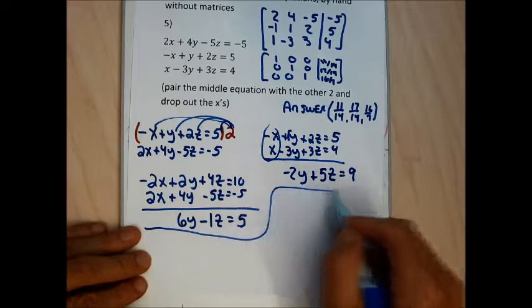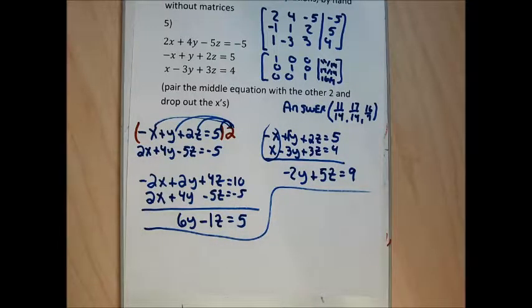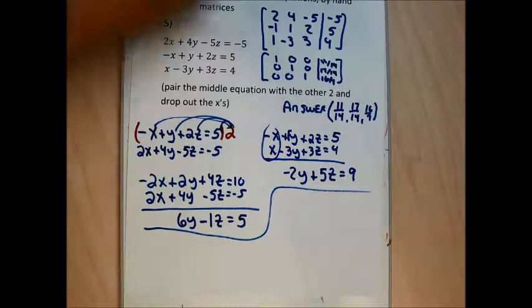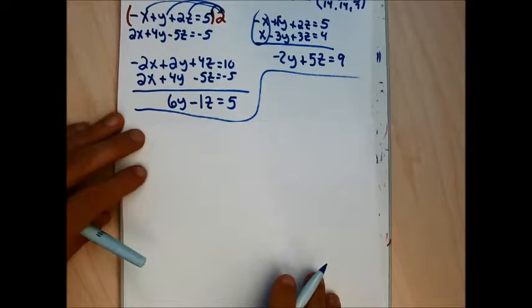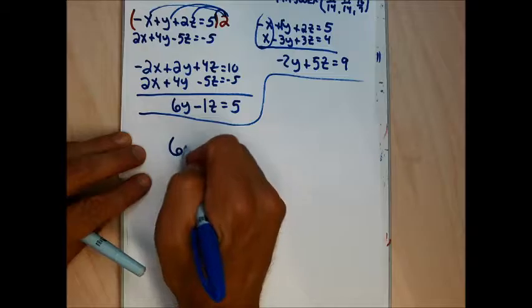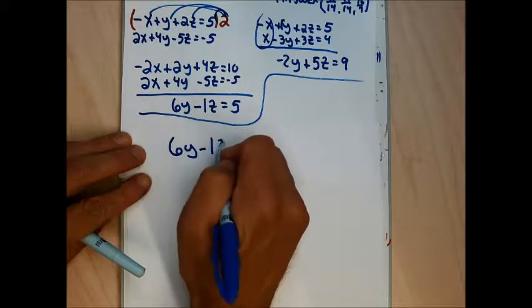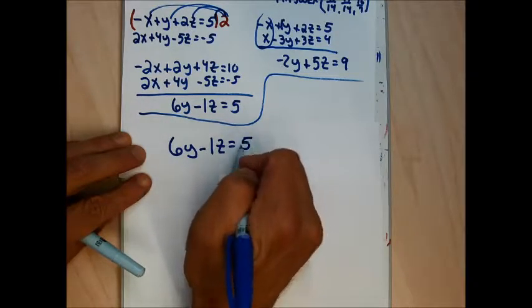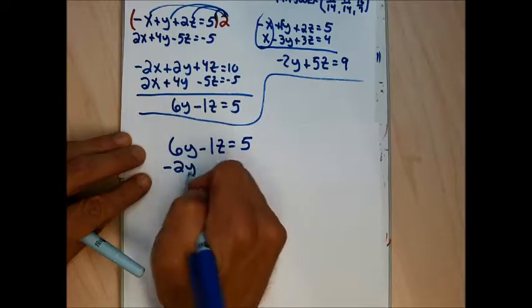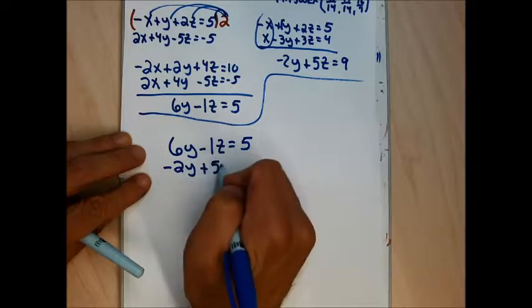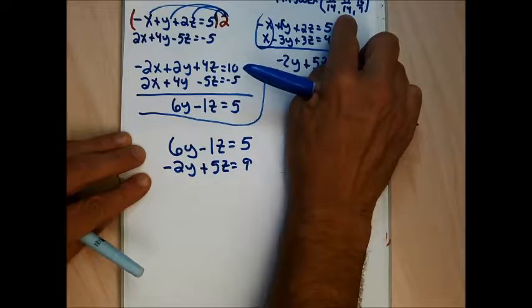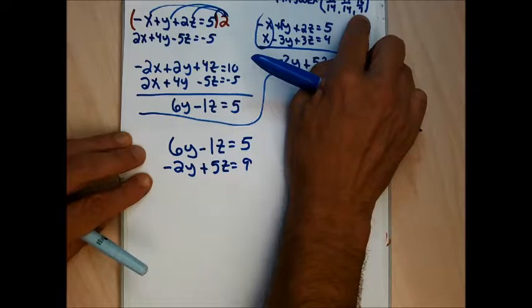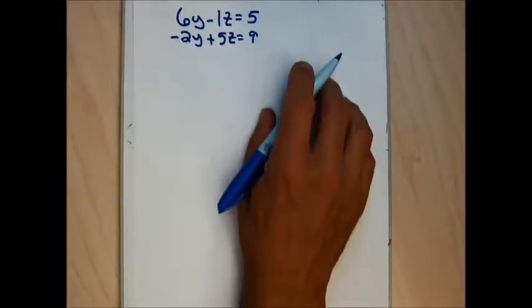Done with step 1. Step 2 involves taking these answers that I just came up with, stacking them on top of each other, and doing the elimination method. I'll get 2 of the 3 letters for my answer. So for my step 2, I take the 6y minus 1z equals 5, stack it on top of the minus 2y plus 5z equals 9, and I should get 17 over 14 for y, 16 over 7 for z. Let me push it to get there.